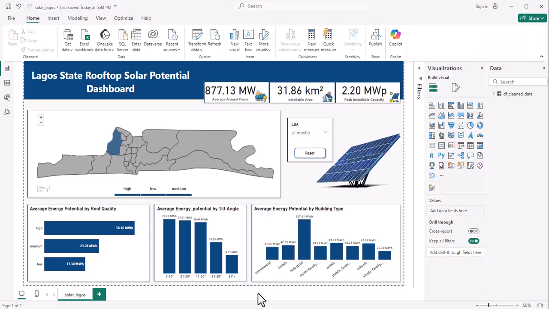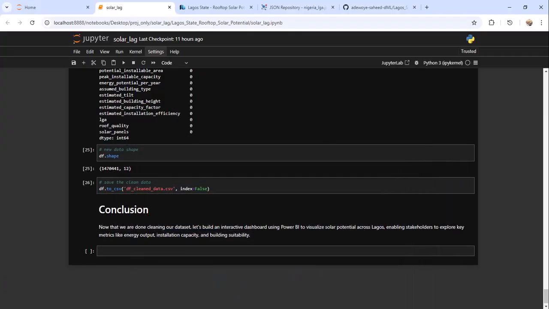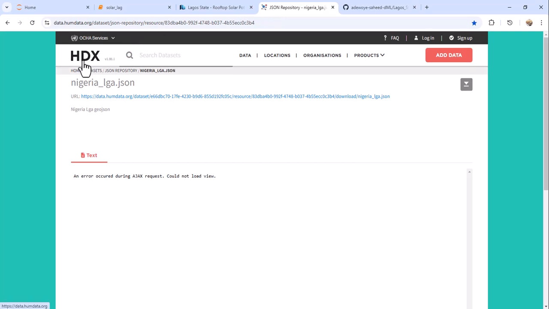I used Power BI for my data visualization, and I used some visuals like map, columns and bars, and some slicers and KPI cards and the likes. For the map, I utilized a GeoJSON file which I got from a website, HDX. In this website, you can find Nigeria local government JSON files, which you can use for your map.